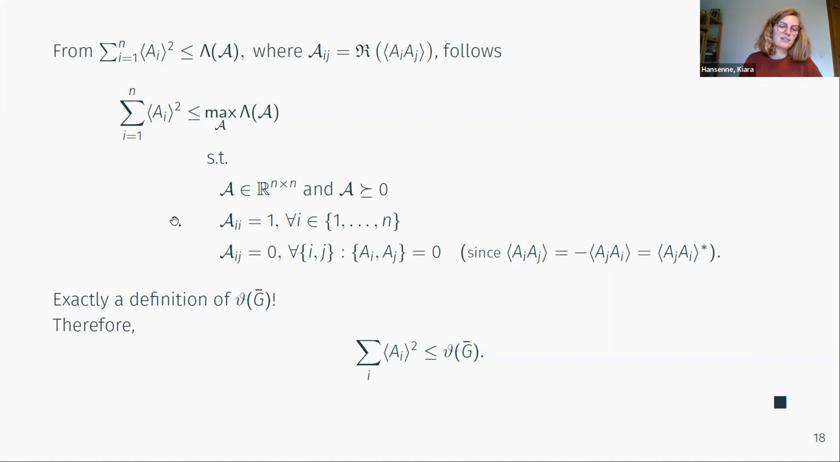And now this has to remind you of the definition of the Lovász number of the anti-commutativity graph that I just gave before. So this is exactly the same form as we had before for the Lovász number of the anti-commutativity graph. And then from that, we can conclude that the sum of the square of the expectation values is upper bounded by the Lovász number of the anti-commutativity graph.